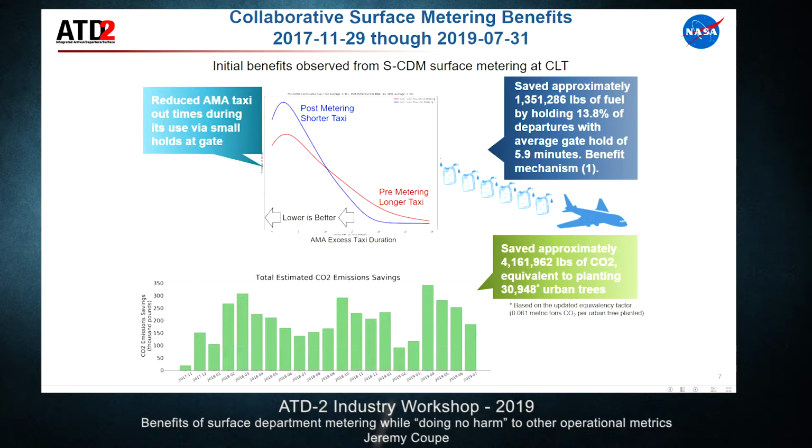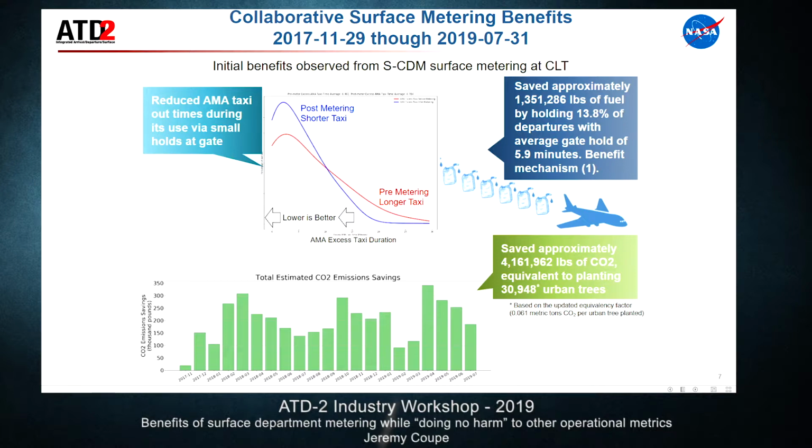And so if we were to focus purely on this collaborative surface metering, what type of fuel savings have we achieved throughout the life cycle of the project? Again, these fuel savings are being calculated as the actual off-block time minus the pilot ready time.